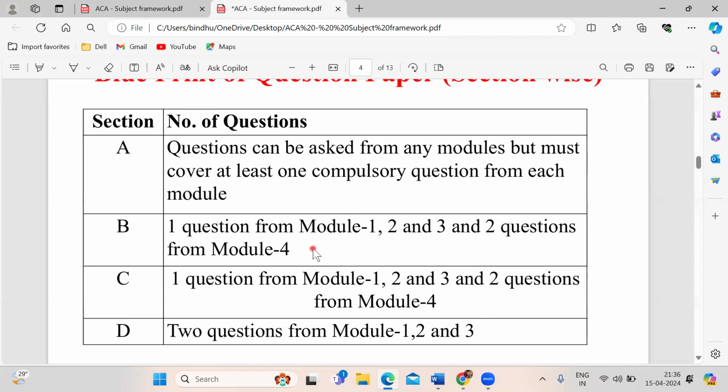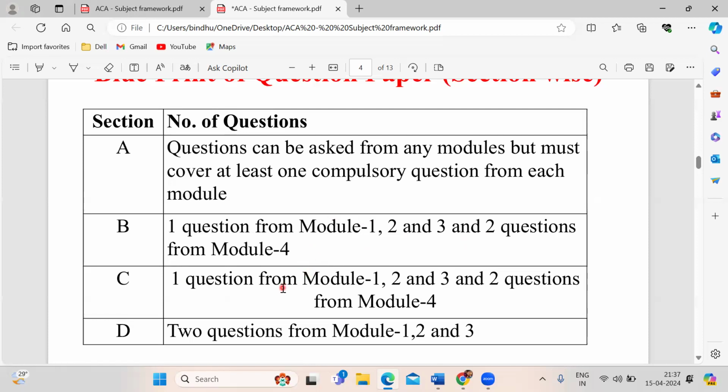Option B, next section B, model 1, 2, 3. From models 1, 2, 3, 2 questions will definitely come for you. From model 1, they may raise another question for you.